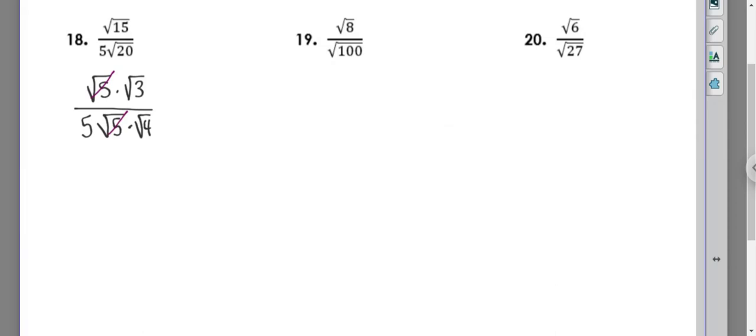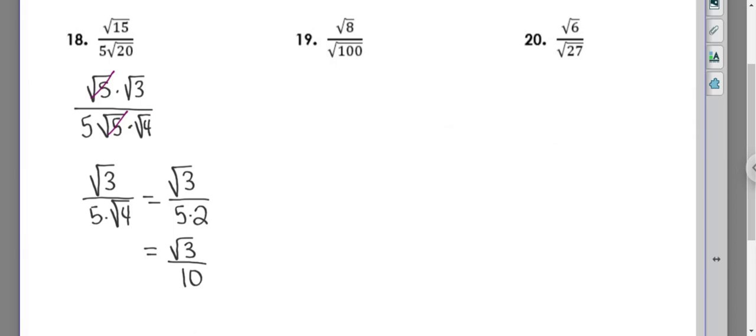So I'm left with square root of 3 over 5 times the square root of 4. And what's the square root of 4? So the square root of 3 over 5 times 2. So square root of 3 over 10. So I actually didn't need to multiply by anything to get that radical to go away in the denominator. So it's just looking at what I can do.